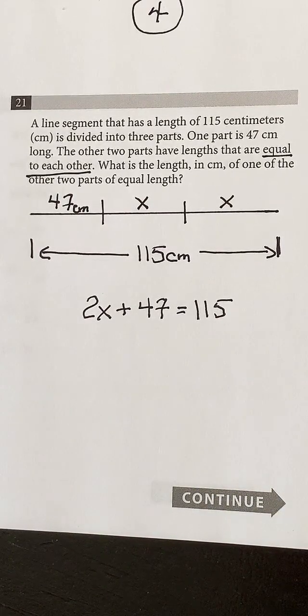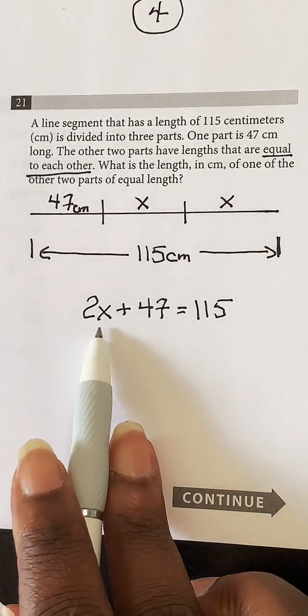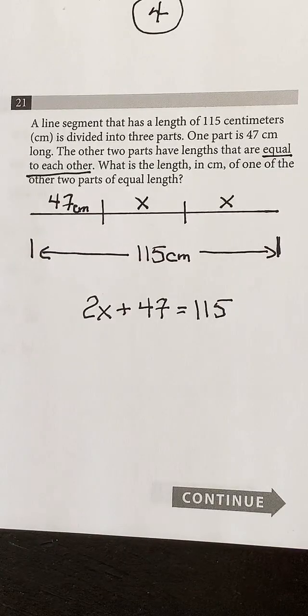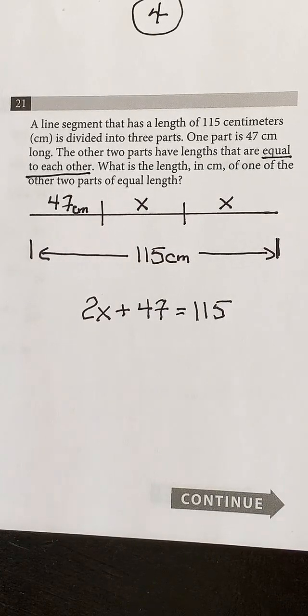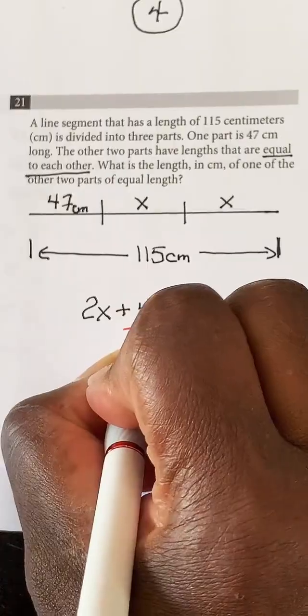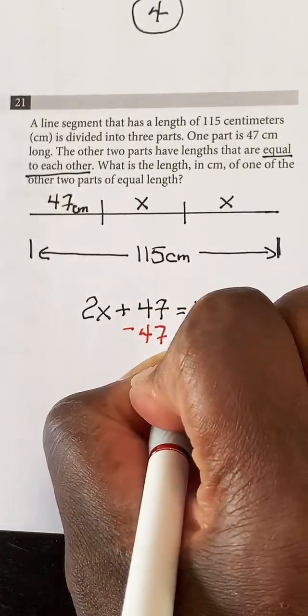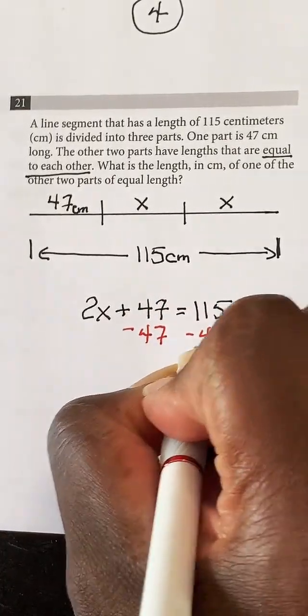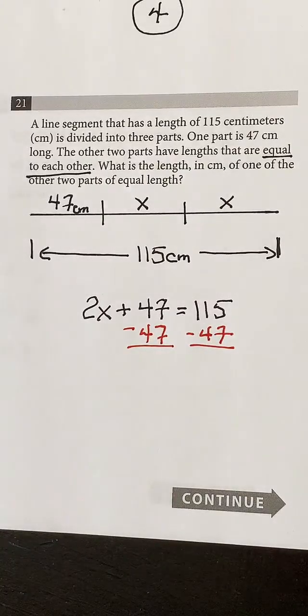So now we're basically going to solve this. I want to isolate my X. First thing I'm going to have to do is subtract my 47 on both sides. The reason why you're subtracting is because you are trying to isolate the variable, and you always want to do the opposite or the inverse operations when you're solving. So that gives us our 68.